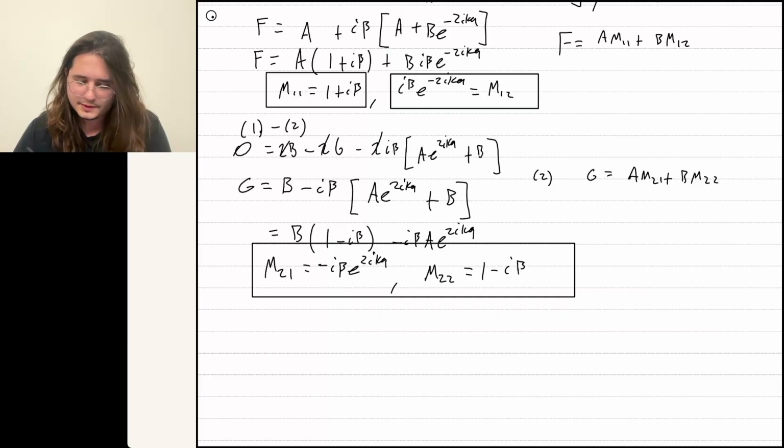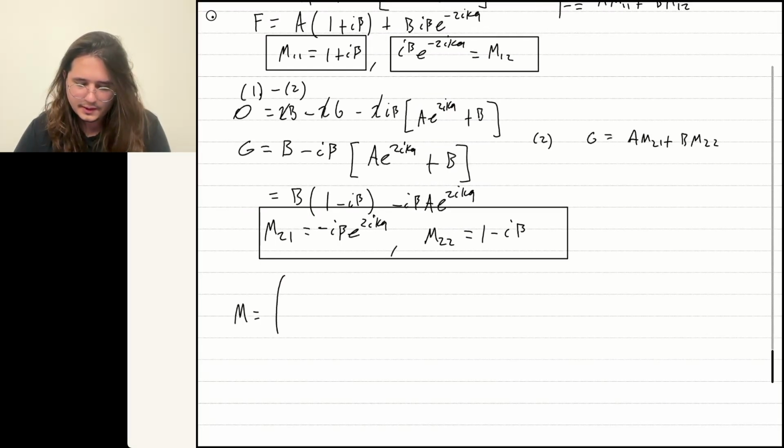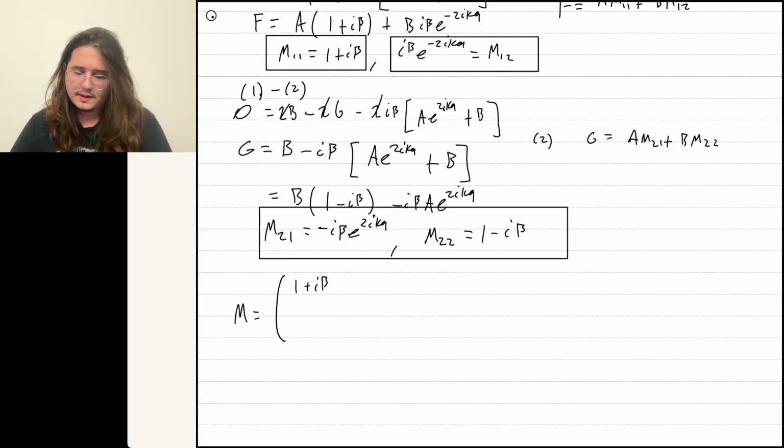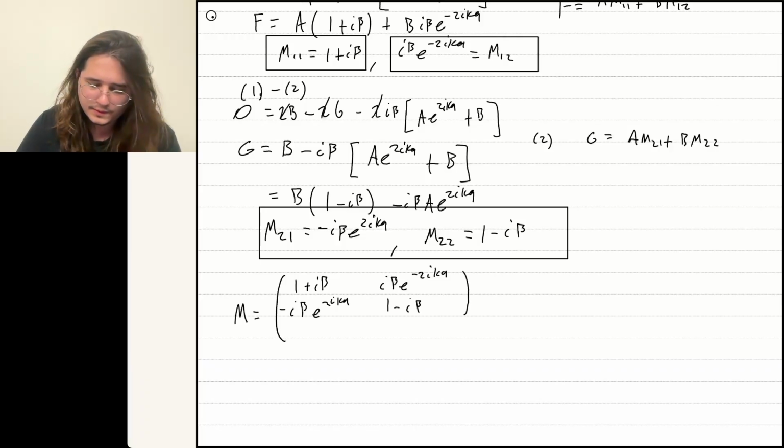So let's put it all together. M is going to be 1 plus i beta up here, and then i beta e to the minus 2ika up here, minus i beta e to the 2ika down here, and 1 minus i beta here. Cool. That's kind of gross.